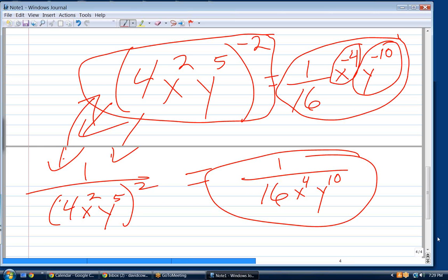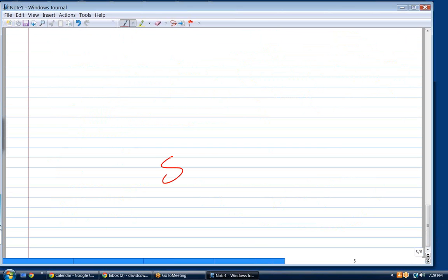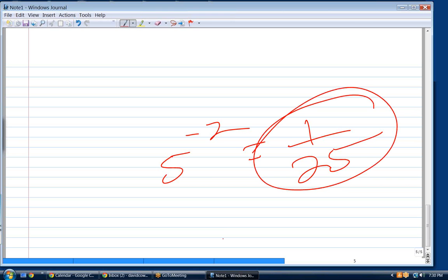But it's critical you understand what this number is. Or we'll make it a square, make it easier on you. What's 5 to the minus 2? 1 over 25. Yeah. All right. Hopefully that'll help you.